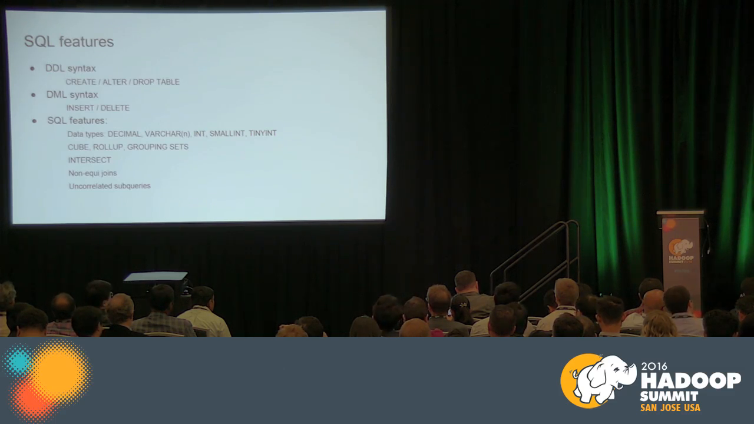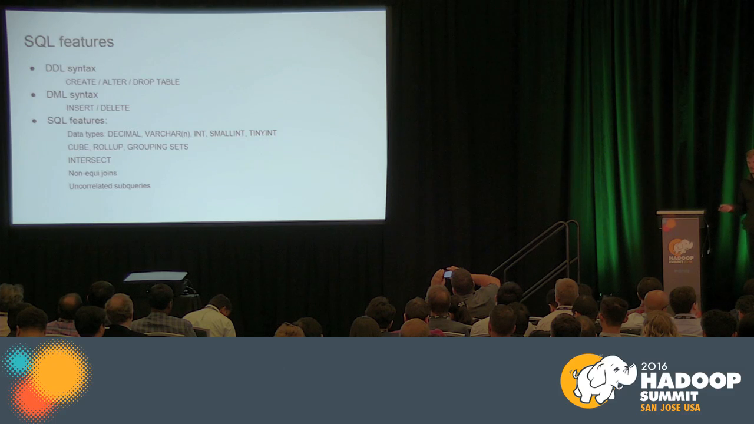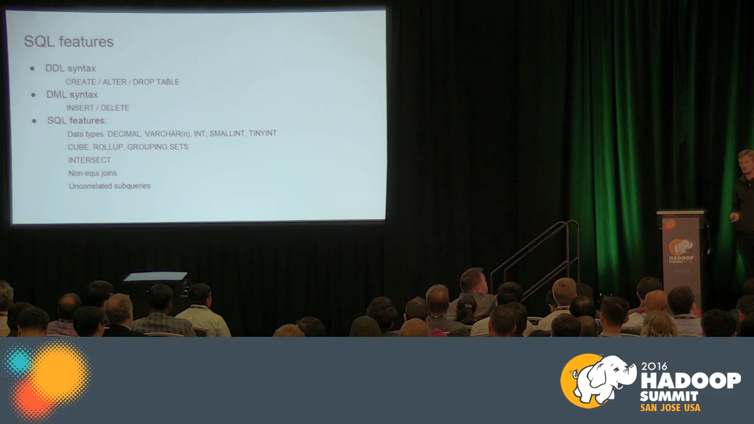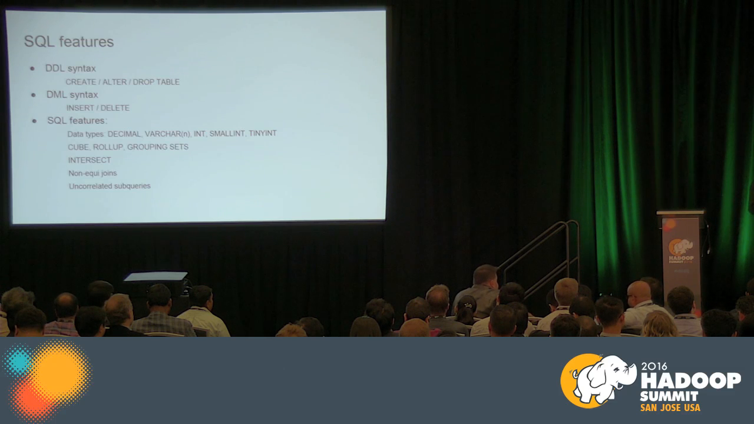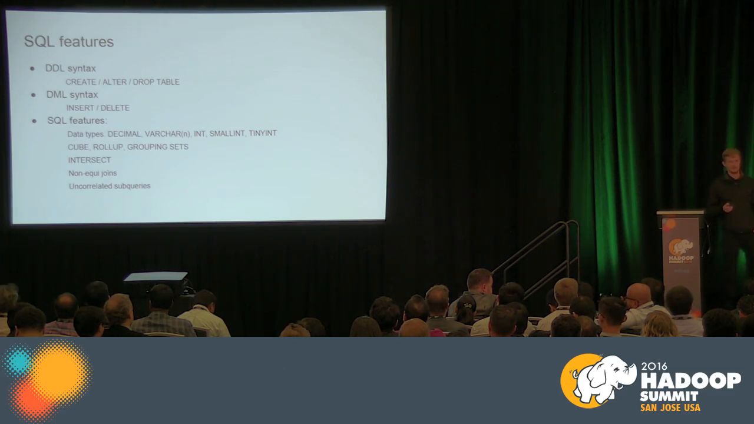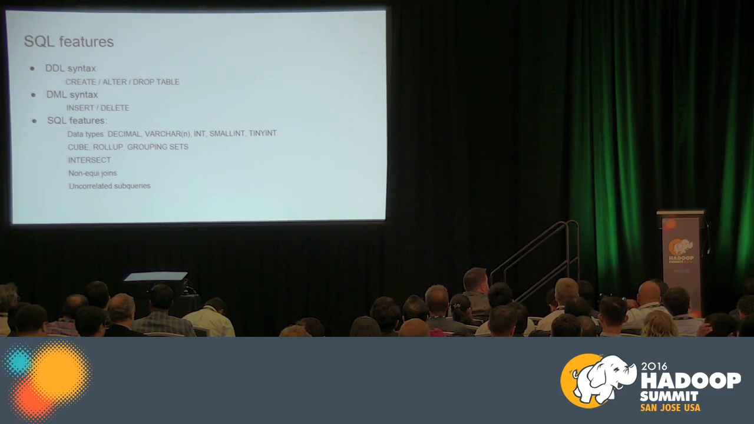So there's more DDL and DML support right now. There is a bunch of SQL syntax features as well. Standard SQL data types: decimal, varchar, small int, and so on. More advanced features in the SQL language, such as rollup and cube, grouping sets, intersect, non-equijoins, and uncorrelated subqueries. And as Martin mentioned before, we try very hard to stay true to the ANSI SQL standard, which is great for compatibility with a number of tools, and it's also the SQL you probably know from other standard SQL databases. So it's relatively easy to migrate off your SQL database to Presto because of that.